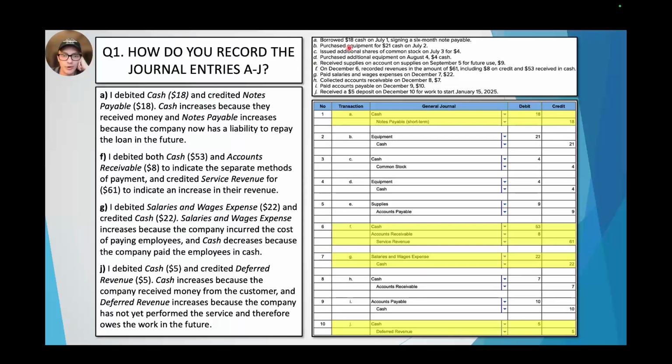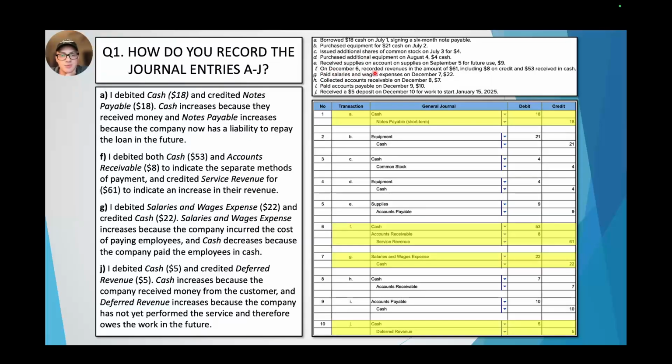First one, borrowed $18 cash on July 1st, signing a 6-month note payable. Well, we debited cash $18 and credited notes payable $18. This is because cash increases since they received money, and notes payable increases because the company now has a liability to repay the loan in the future.